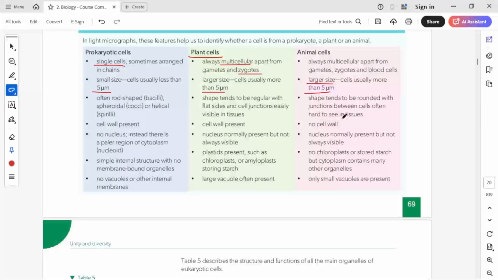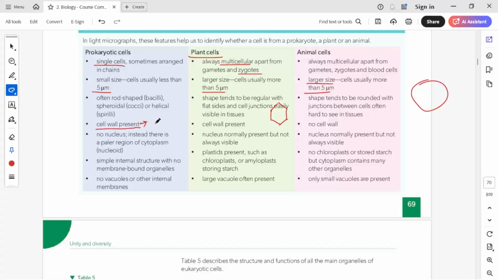The boundaries between the cells are often hard to see in tissues. That is because of the absence of any cell wall. So they'll take a round shape, but plant cells will have regular flat sides. Their shape is somewhere like this, where they have flat sides because of the presence of the cell wall.